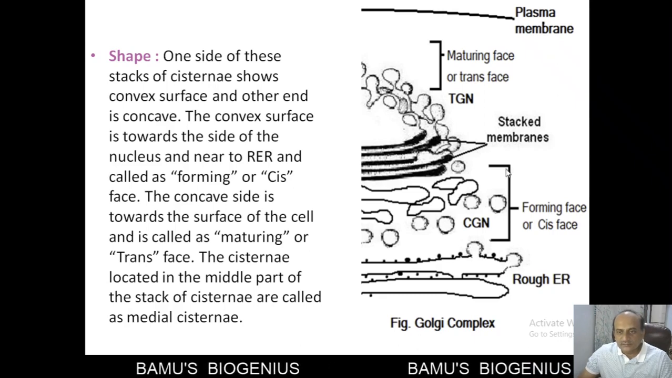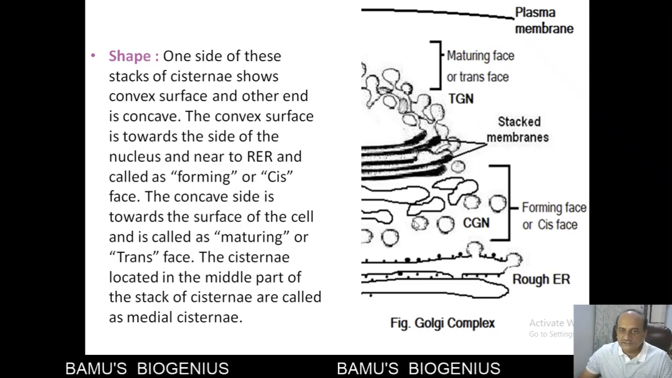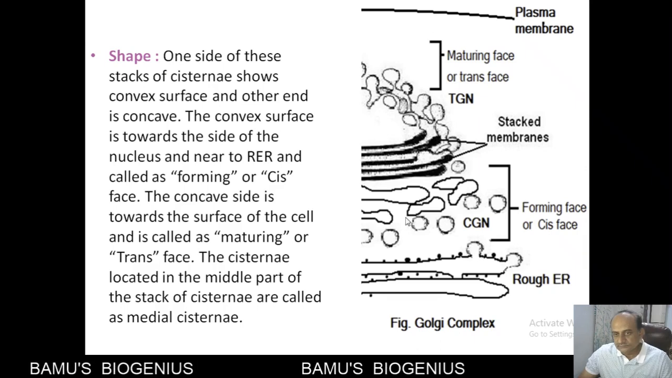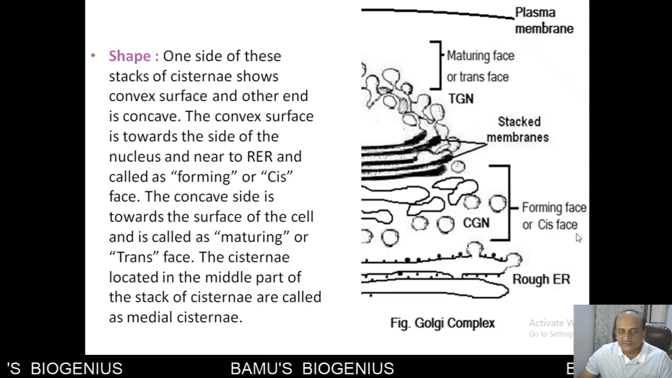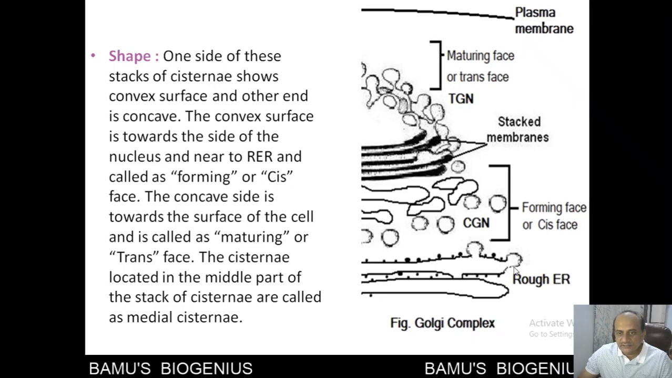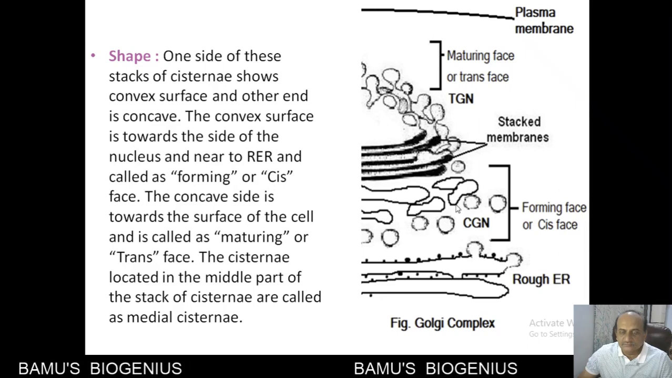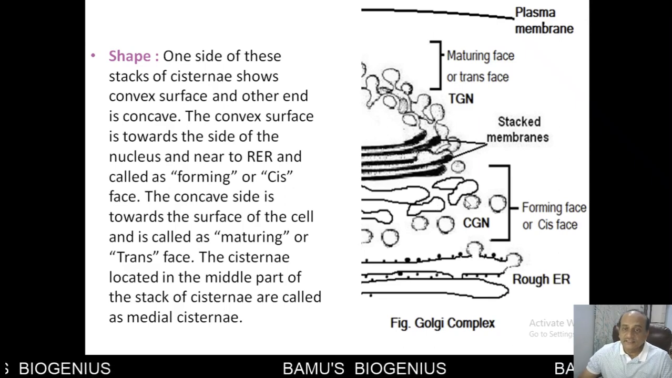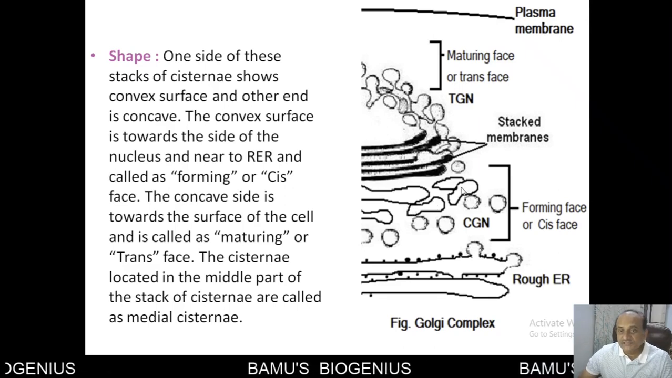Now, another peculiar feature of this is that this convex type of region is also called as a forming phase or a cis phase. Now, why is it called as a forming phase? Forming phase is because whatever the vesicles that are formed on a rough endoplasmic reticulum, they aggregate at the forming phase, and after some time they fuse with each other.